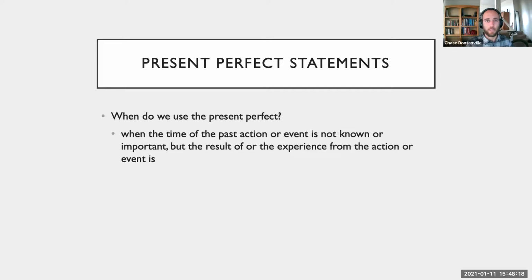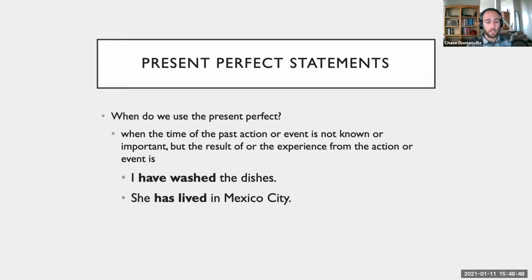Another time, we use the present perfect. So when the time of the past action or event is not known or important, but the result of or the experience from the action or event is. So again, we don't know when or when isn't important. I have washed the dishes. It's not important when, for example. So I say I have washed the dishes. She has lived in Mexico City. Again, maybe we don't know when or we don't say when. So we just say she has lived in Mexico City.